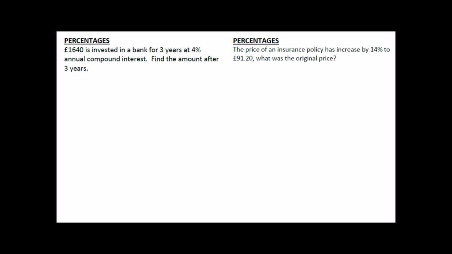Now the quickest way of doing that, so this one says £1,640 is invested in the bank for 3 years at 4% annual compound interest. So that's really important, it's compound interest. Find the amount after 3 years. So if you start off with 1,640, you would multiply that by 1.04 to get a 4% increase. That will give you the amount in the bank after 1 year. To get the amount the year after, you times by 1.04 again, so you times that new amount by 1.04, and then to get the third year, you times that by 1.04.